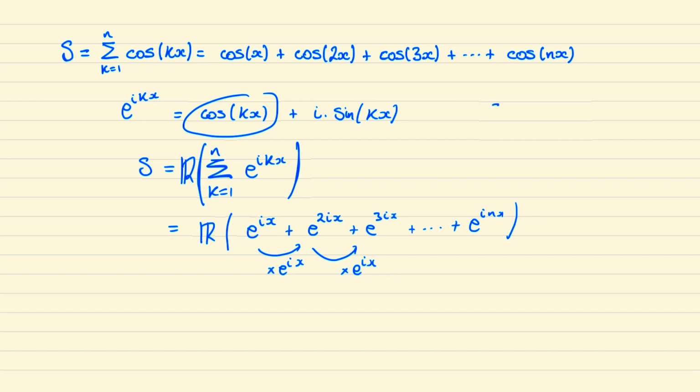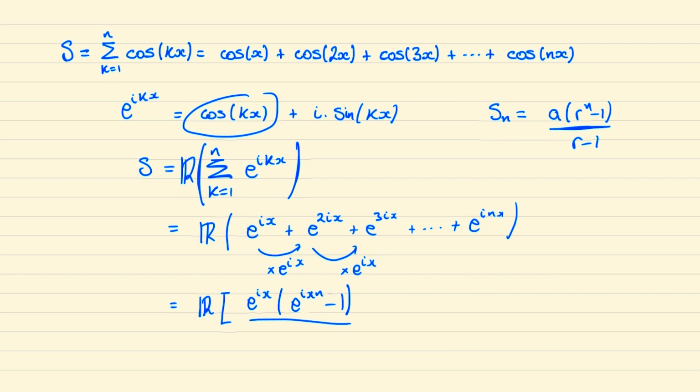And recall, the sum up to n of a geometric series is a times (r to the n minus 1) over (r minus 1), where a will be our first term and r will be our common ratio. And so we can write our series S to be the real part of e to the ix, since that's our term a, multiplied by (e to the ixn, since that will be r to the n, minus 1) all over (e to the ix minus 1).